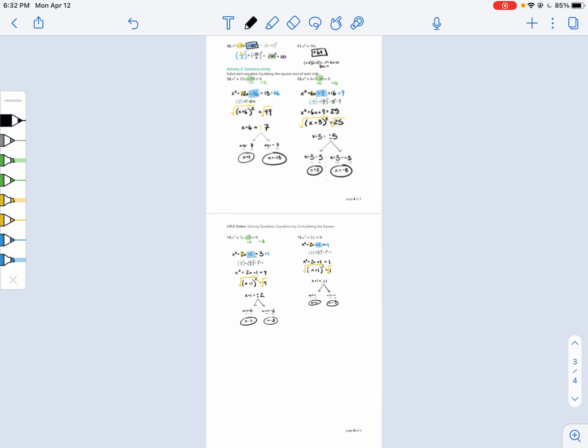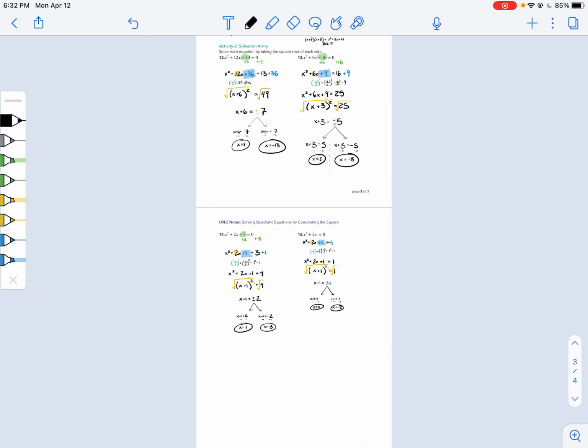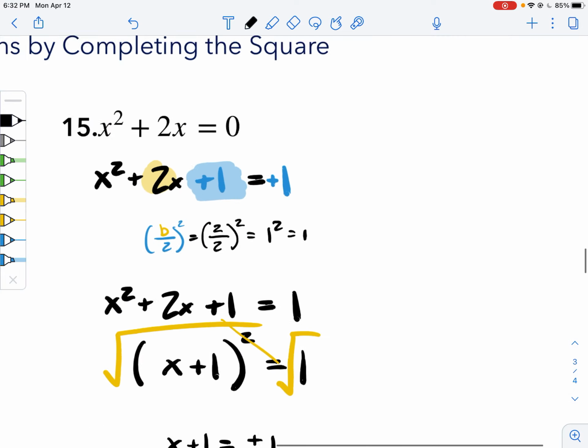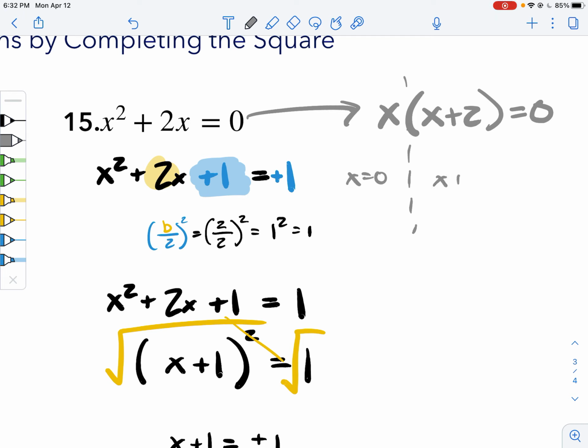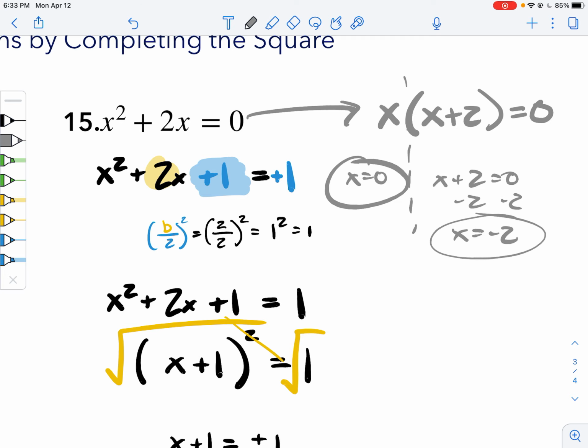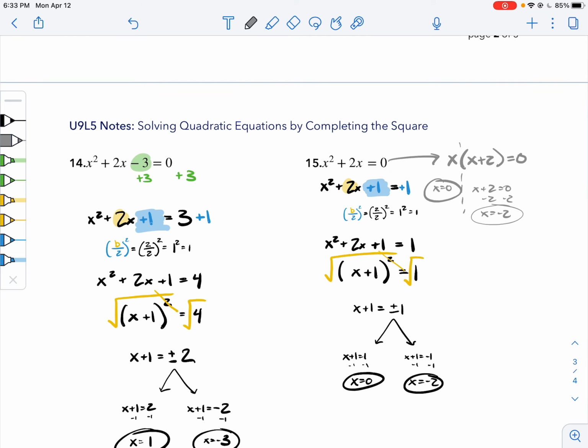We did it. We found all those solutions. Tune in for next time when you find out that sometimes completing the square is the hardest way, and spoiler alert, we could have factored this to x times x plus 2, and we could have just used the zero product property all along. What? Crazy. So that's the good news. It doesn't matter which method you use because they always work.